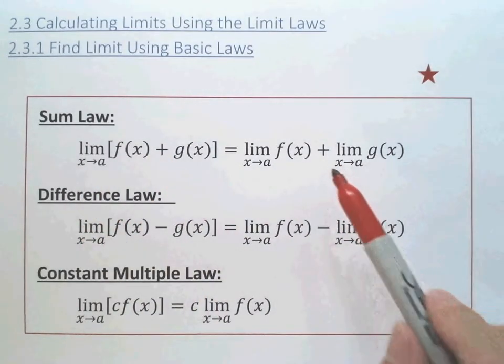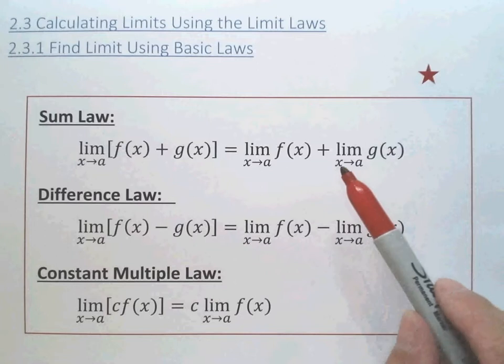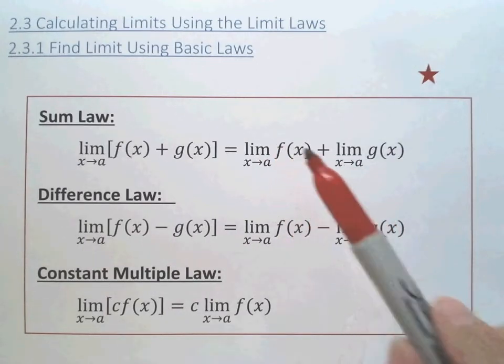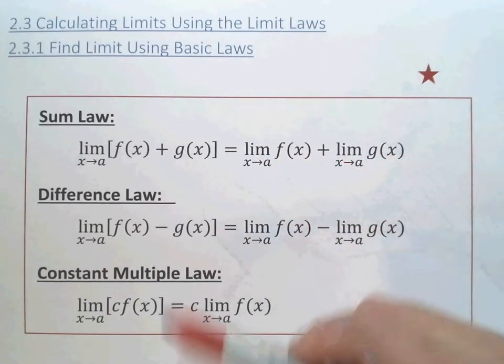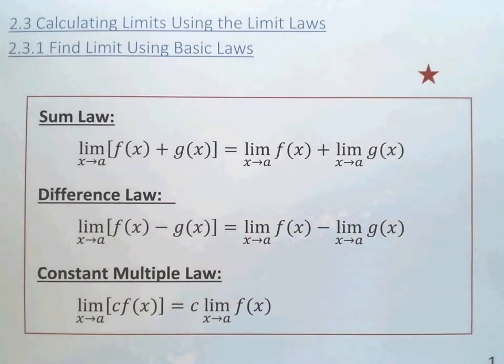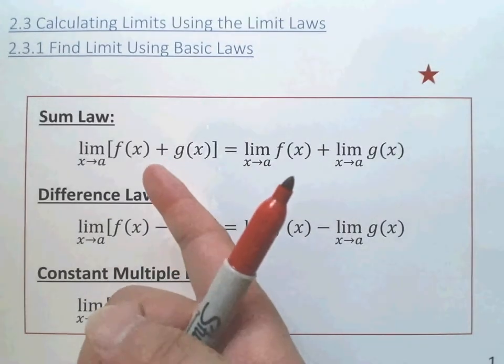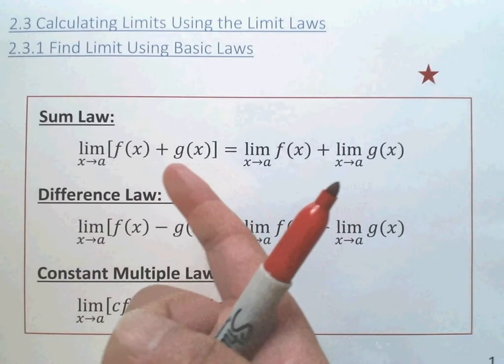In the next lecture we are going to learn epsilon delta language. Using that language we can prove some of these properties. So let's look at it. Why does the limit of the sum equal the sum of the limits?